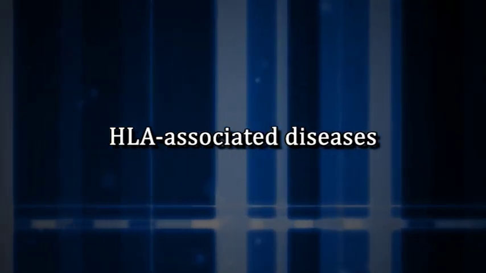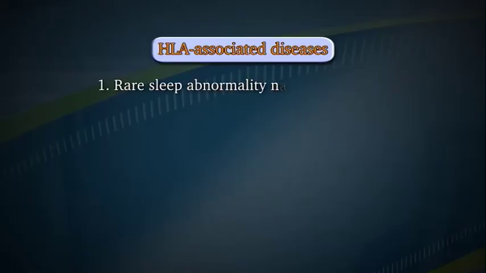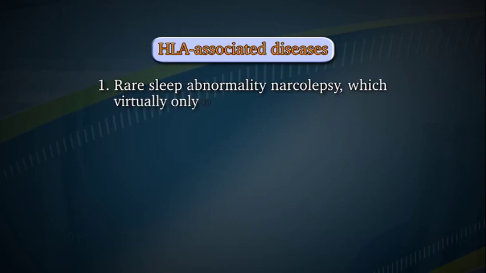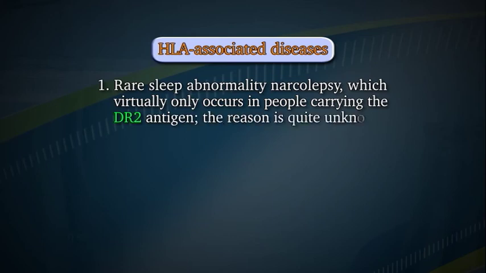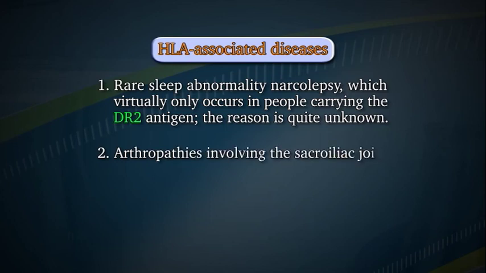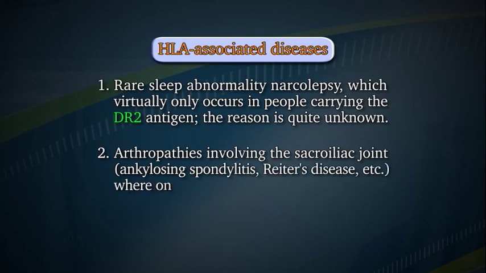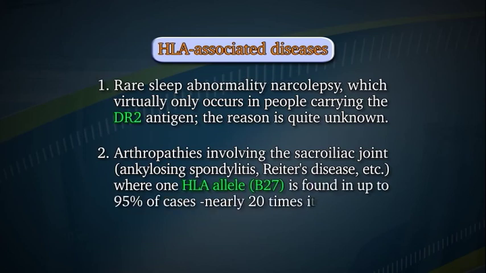HLA-associated diseases. Many diseases show genetic associations with particular HLA alleles. Examples: number 1, the rare sleep abnormality narcolepsy, which virtually only occurs in people carrying the DR2 antigen. The reason is quite unknown. Arthropathies involving the sacroiliac joint, ankylosing spondylitis, Reiter's disease, etc., where HLA-B27 is found in up to 95% of the cases, nearly 20 times its frequency in the general population.